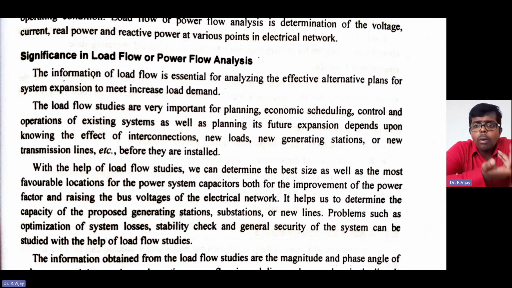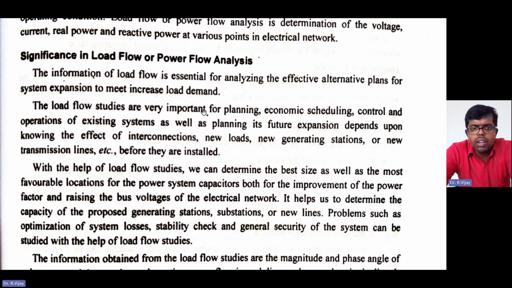Next, economic scheduling. So we need to do correct economic scheduling of the generation. We need to choose the low cost generators, always low cost generators like hydropower, then power generation from renewable energy resources, so that our cost also will be reduced.